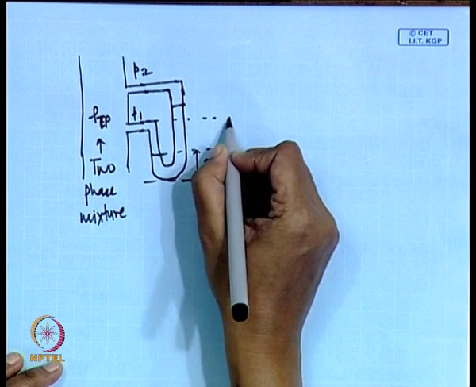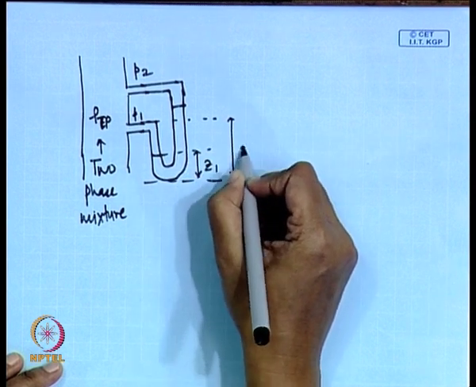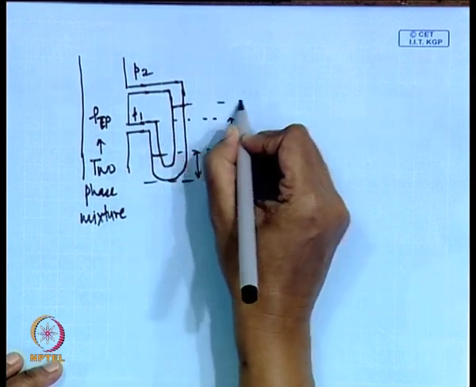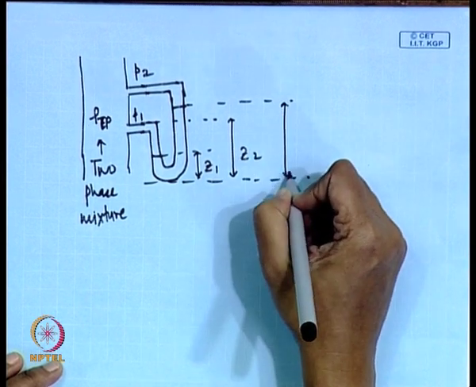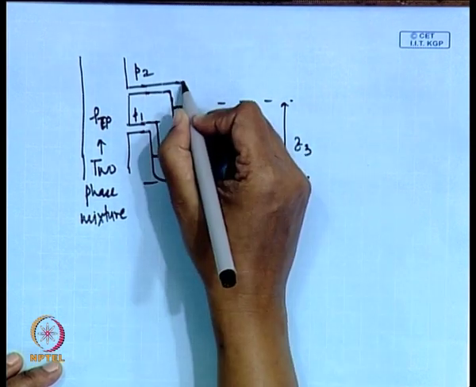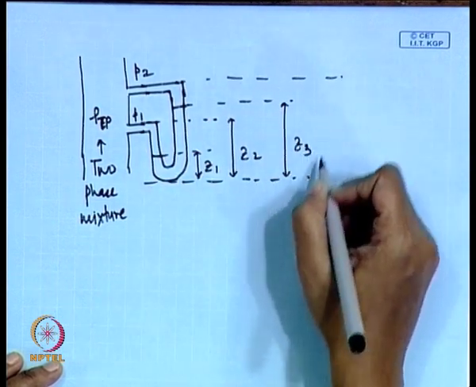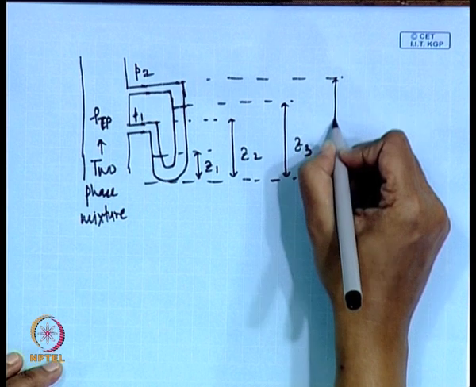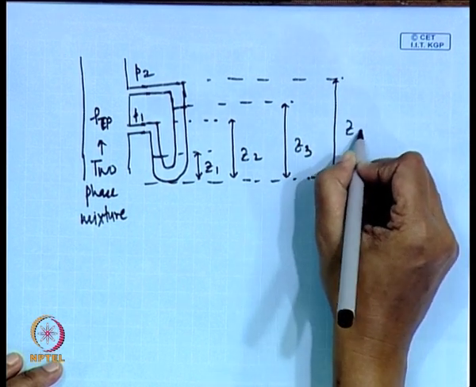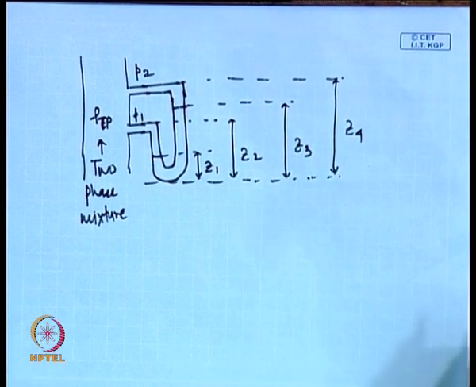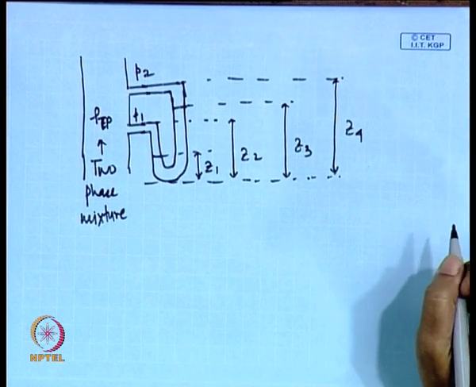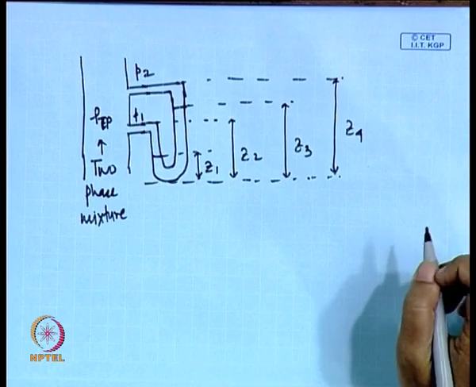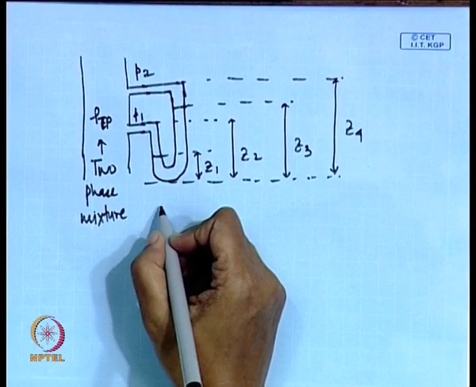This will be say Z2, this will be say Z3, and this is going to be Z4, say. Okay. Now, in this particular case, how to find out P1 minus P2? How do you think that we can find out P1 minus P2 in this particular case?